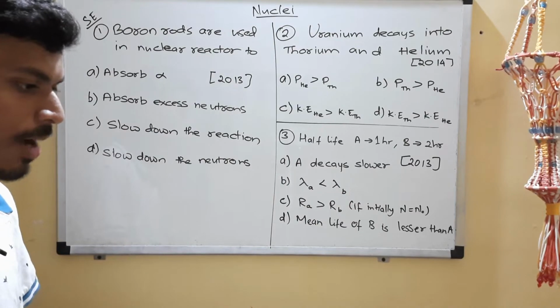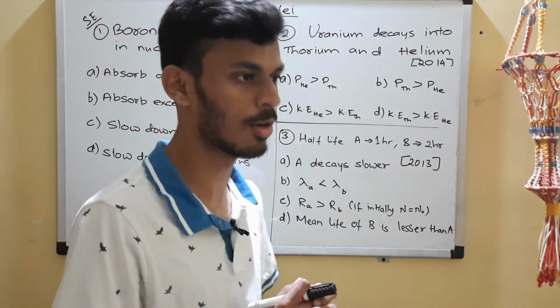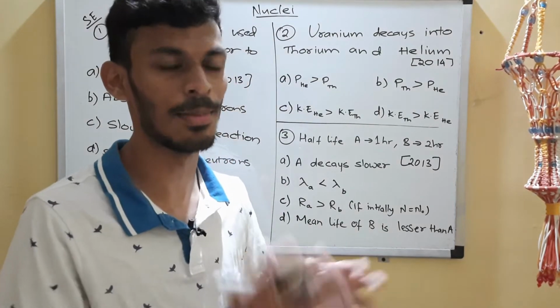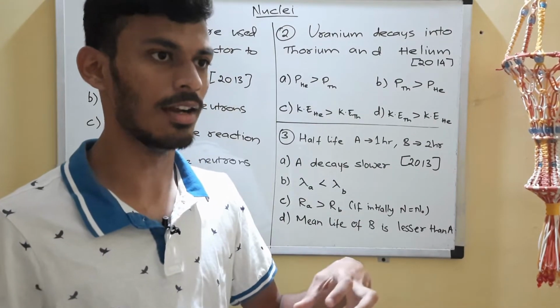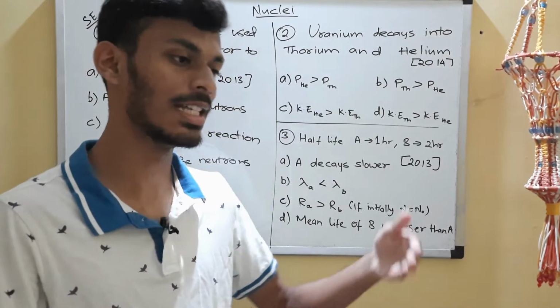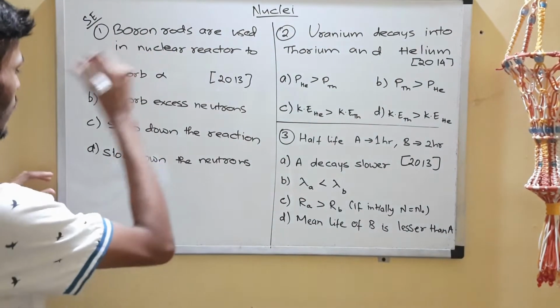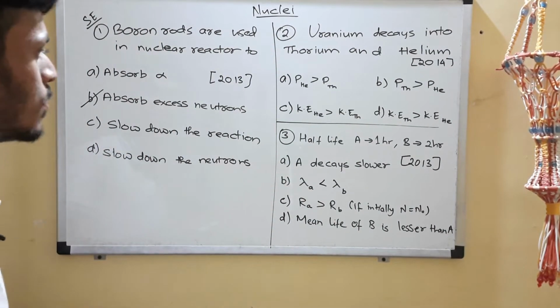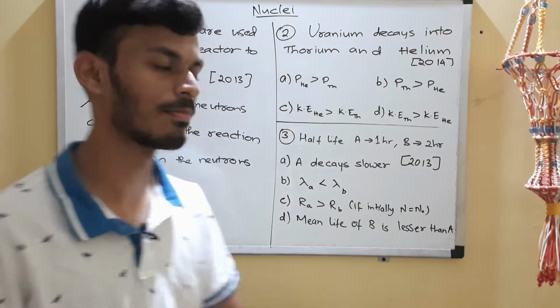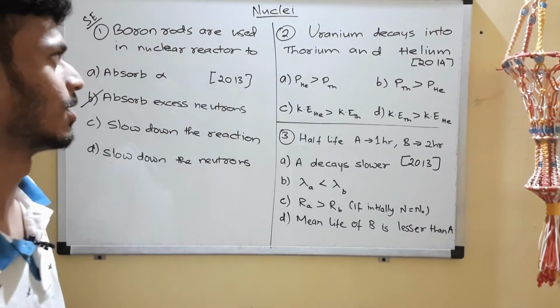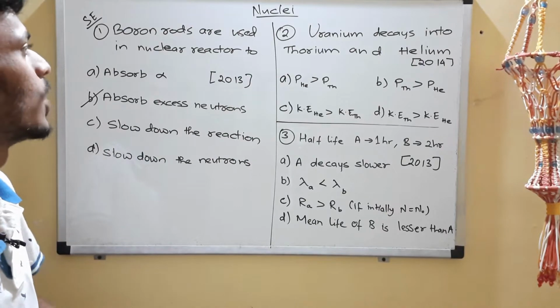They'll absorb the excess neutrons, thereby causing fewer fissions and thereby controlling your reaction, which might otherwise lead to an explosion if not controlled. So they play an important role in absorbing the excess neutrons and thereby controlling the chain reaction. Now let's come to question number 2.